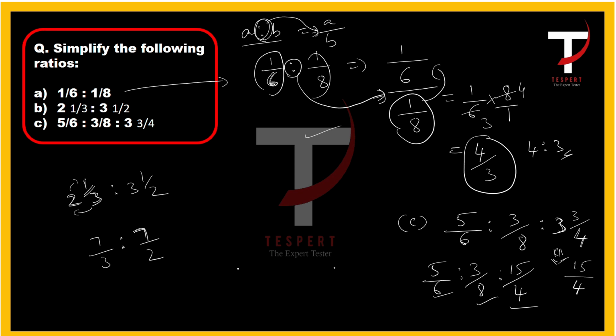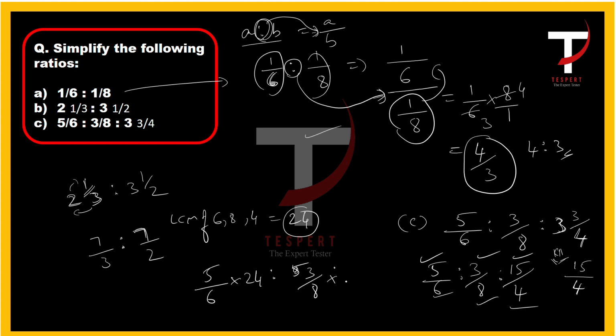Suppose 6, 8 and 4. The LCM is 24, right? So multiply this and this and this. So multiply 5 by 6 with 24, 3 by 8 into 24, 15 by 4 into 24, right? So just solve it.